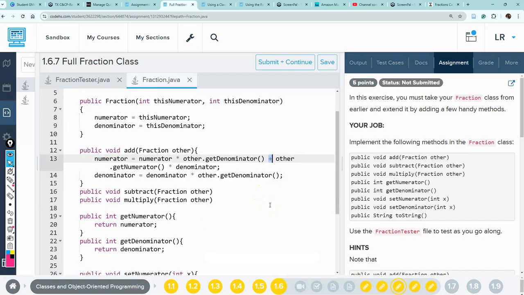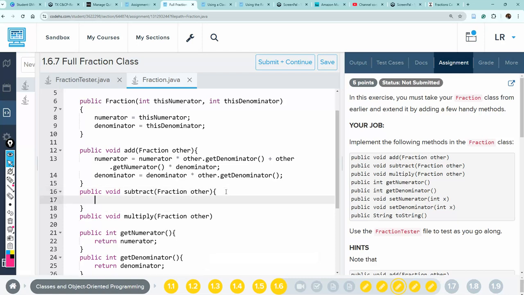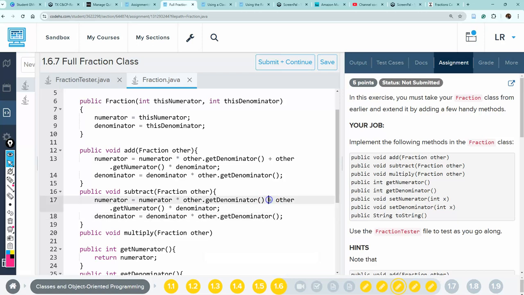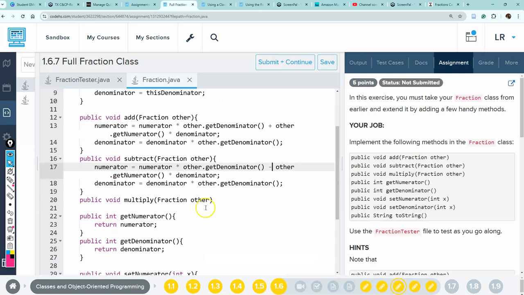And then that same formula would be the exact same thing for subtract, except that I would subtract. And then I would multiply for multiply. Actually, no. Multiply is a little different, so let's get to subtract and then we'll do multiply real quick. Okay, let's copy that, and then all I'm going to do is change that to minus.